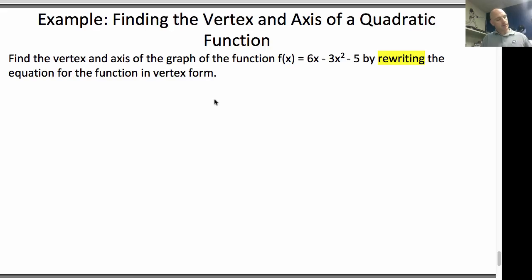If I look at this example, I want to find the vertex and axis of the graph of the function 6x minus 3x squared minus 5 by rewriting the equation for the function in vertex form. I'm going to show you a different way to do this. My vertex is that x is equal to negative b over 2a. There's another way to do this.